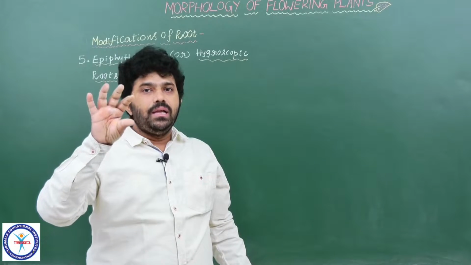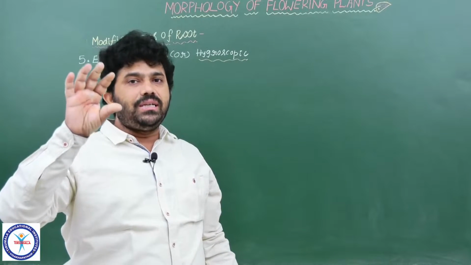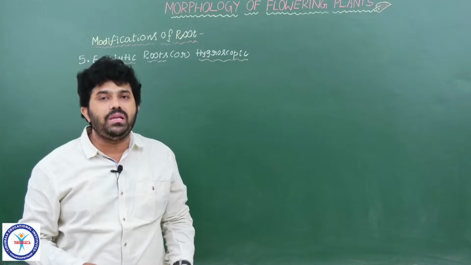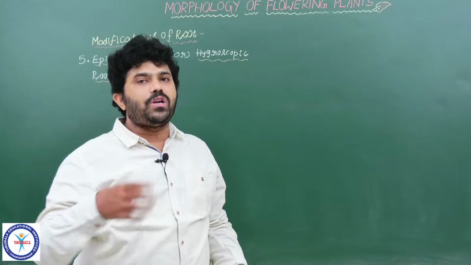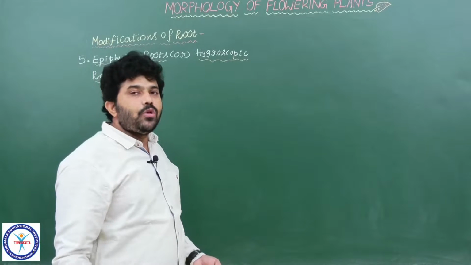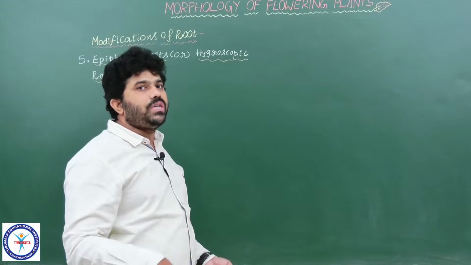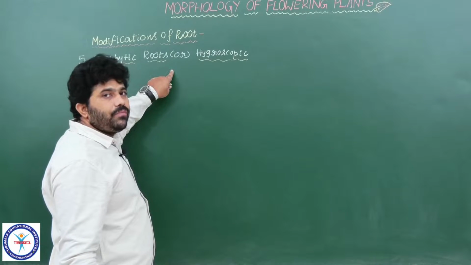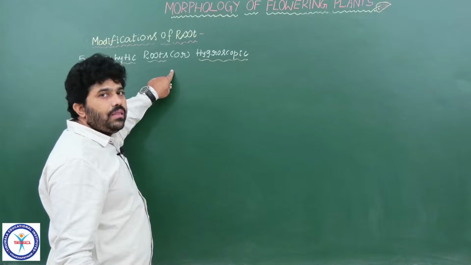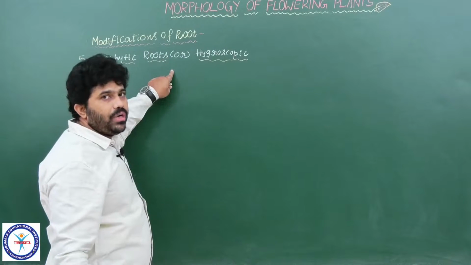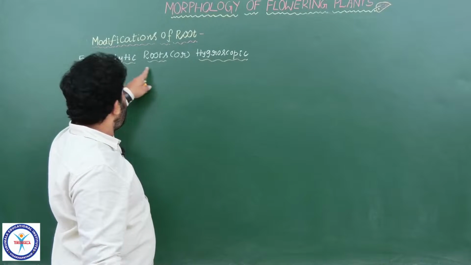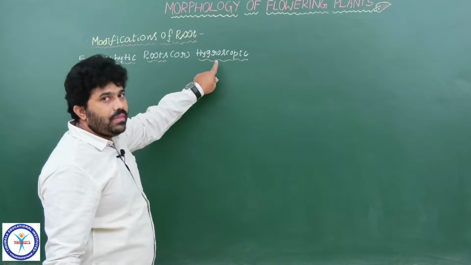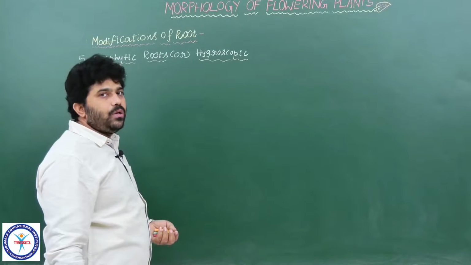That much ability and capacity is shown by the special tissue called velamen tissue, which is present on the upper surface of the epidermal layer of the white colored roots hanging freely in the air. For the purpose of absorbing water from the moisture, these special roots are produced by plants like orchids, where the plant body is positioned on the branches of trees. That's why those are called epiphytic roots or epiphytic plants, and hygroscopic means absorption of water from the moisture. That's why these roots are also called hygroscopic roots.